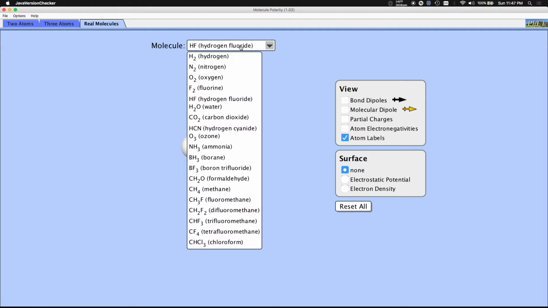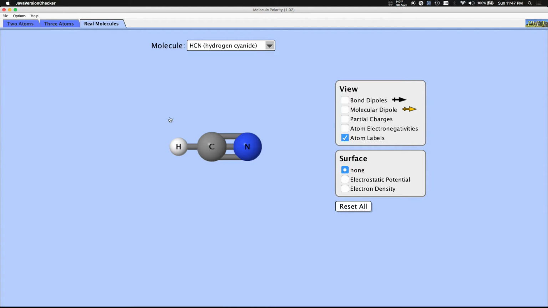If we look at real molecules, let's look at hydrogen cyanide. This is a very basic one that we've looked at many times. It was on your Lewis structure worksheet. So the bond dipoles, basically, hydrogen is not very electronegative. Nitrogen is. So is carbon. So carbon's going to pull H. I'm just going to predict this. Carbon's going to pull H, and nitrogen's going to pull C. If we look at the molecular dipole here, that's exactly what's happening. Whoops, this is weird.